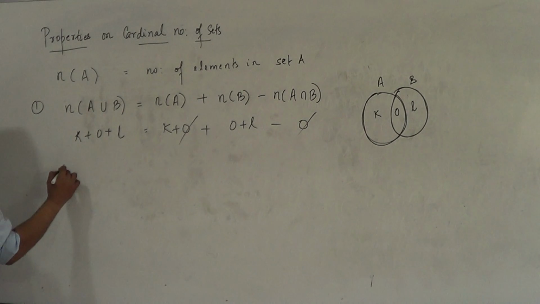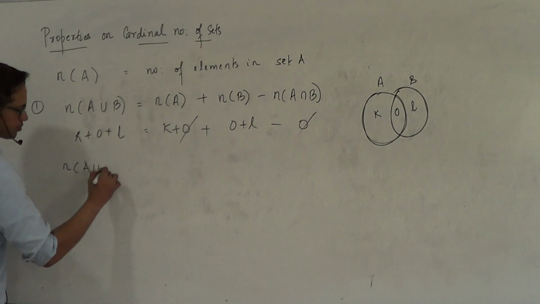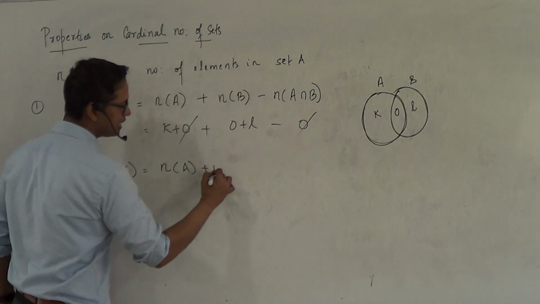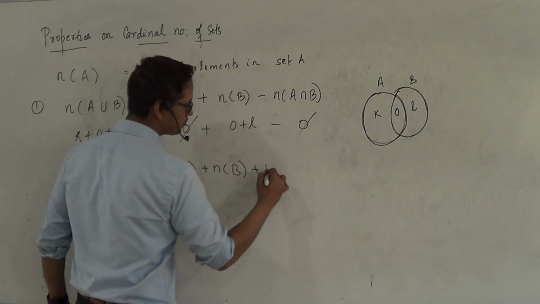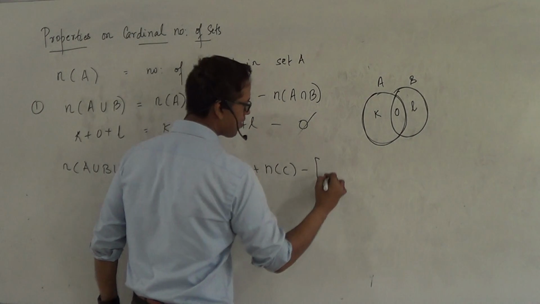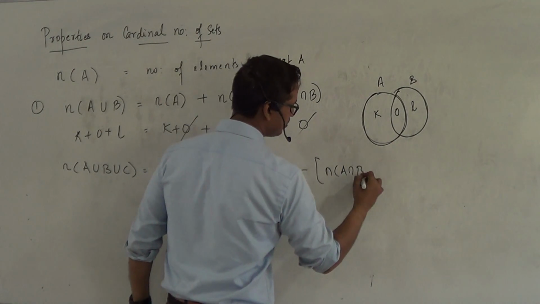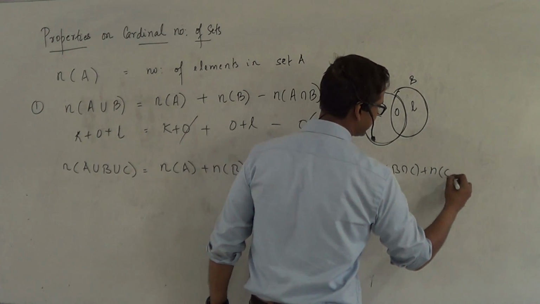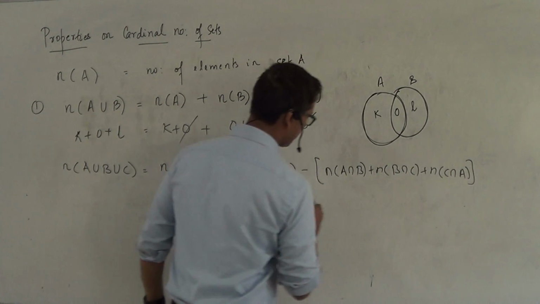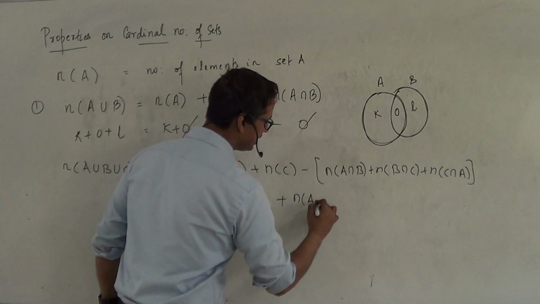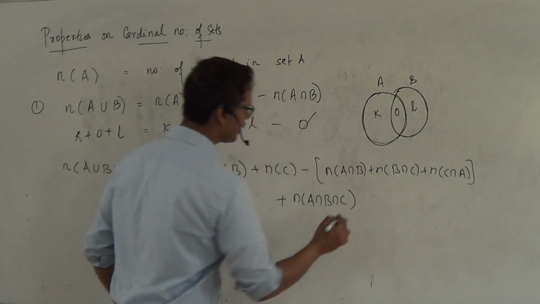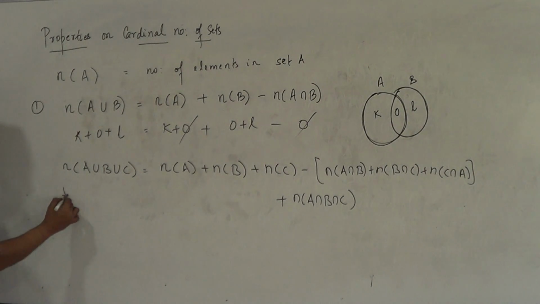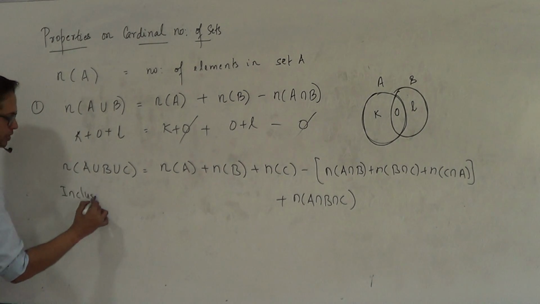So for n number of sets, the formula becomes n(A) plus n(B) plus n(C) minus n(A intersection B), n(B intersection C) and n(C intersection A), plus n(A intersection B intersection C). Okay. This formula is better known as the inclusion-exclusion principle.